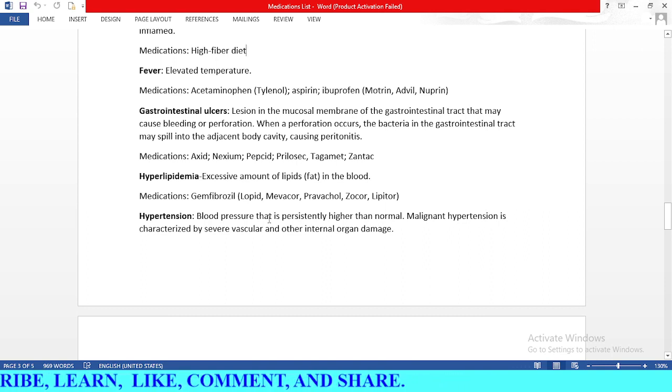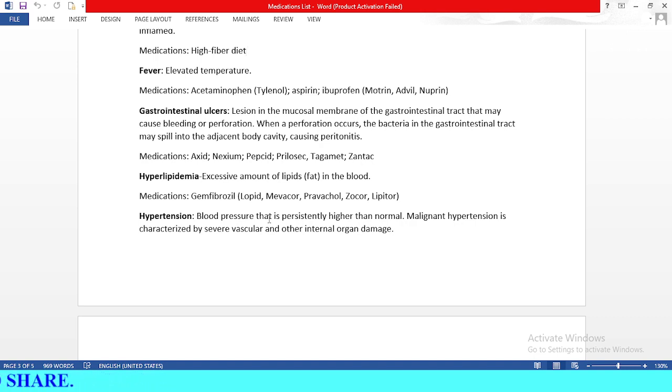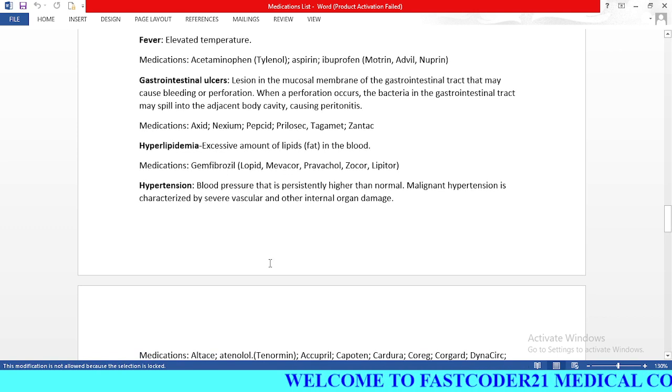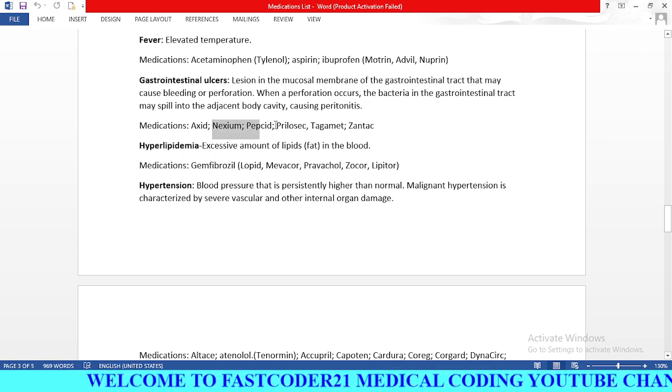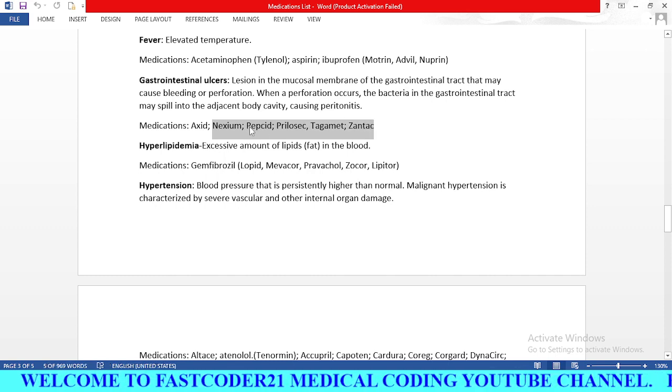Next one is gastrointestinal ulcer. So what is the ulcer? Ulcer is a lesion in the mucosal membrane of the GI tract that may cause bleeding or perforation. When perforation occurs, the bacteria in the gastrointestinal tract may spill into the adjacent body cavity causing peritonitis. So what is perforation? Perforation is creating a hole in the body organ. Common medications: Nexium, Pepsid, Prilosec, Tagamet, Zantac. Usually all these are very important medications. You will see them in the documentation.